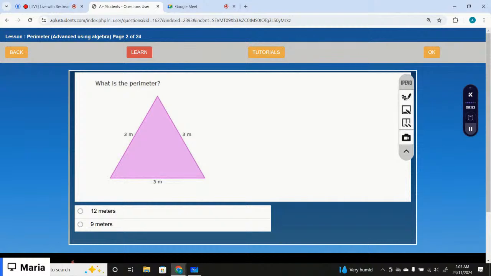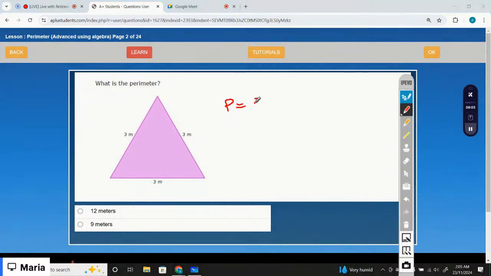What is the perimeter? You need to add the sides, the sum of all the sides. So you just have to add all the sides. So that is 9 meters. Option number 2 is the correct option.